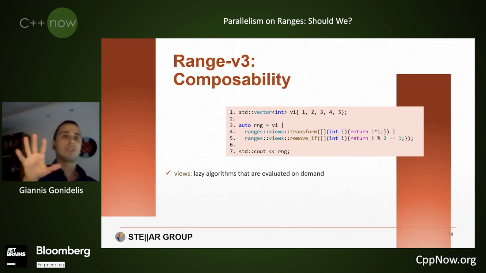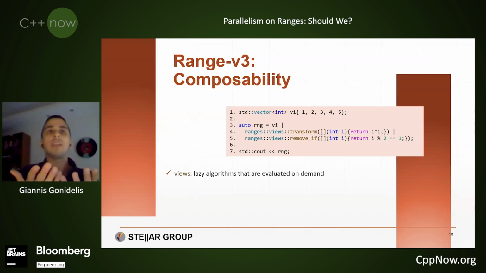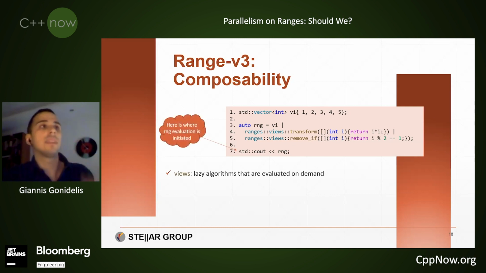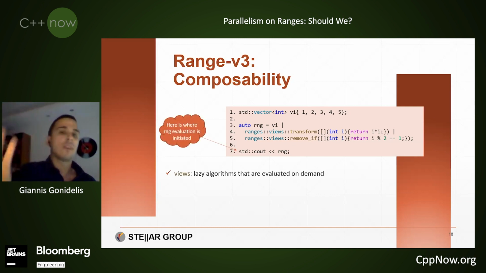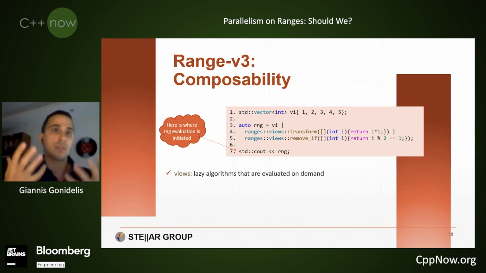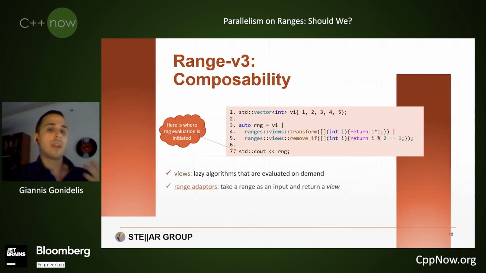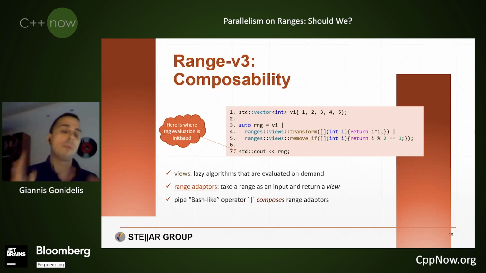A view is a projection of the operation that I want to do on my range to the future. And what's the future? It's actually when I only need that range. So my particular variable rng here won't be calculated until I actually need it on line 7. So when I call it on line 7 to actually output it, that's when the transform and the remove_if will take place. And the various range adapters, which are the minimal constructs that actually compose a range, will be pipelined through the pipe operator and will give me my final range.